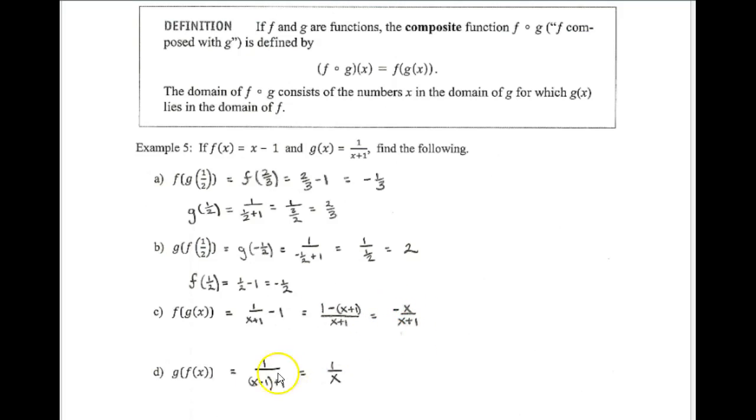Likewise with g of f of x, I take f of x and I plug it into g of x everywhere I see an x. So then I have 1 over x minus 1, which was f of x, plugged in for x into g of x, plus 1, which turns out to be 1 over x.